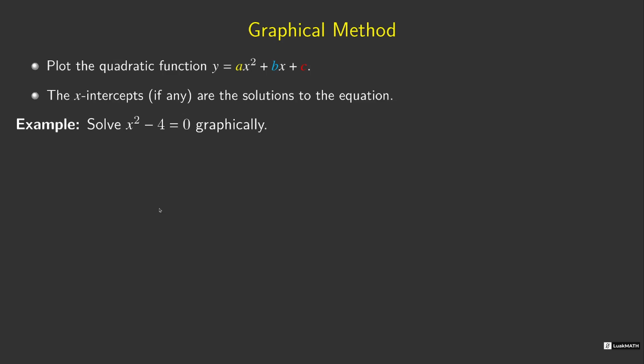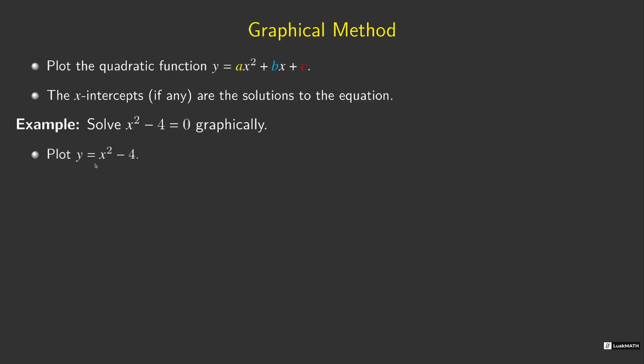Okay, so let's look at a specific example: x squared minus 4 equals 0. If we were to solve this graphically, what would be the solutions? Of course, we know that we can solve this directly. For example, we can just move the 4 to the right hand side, and we get x squared equals 4. Then we take the square root on both sides, and you get x equals plus or minus 2.